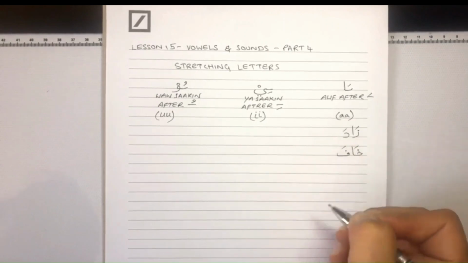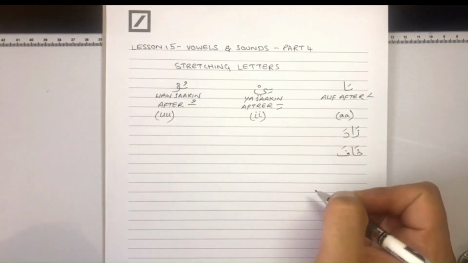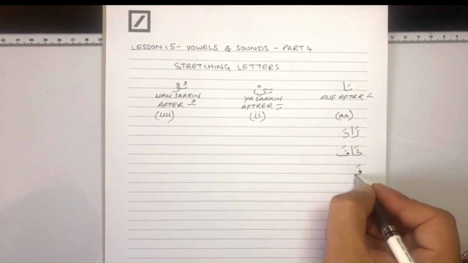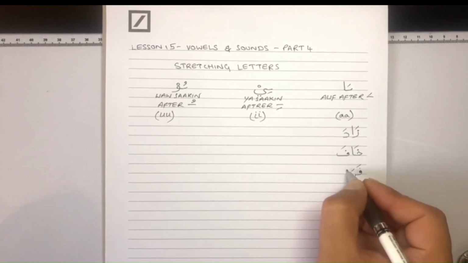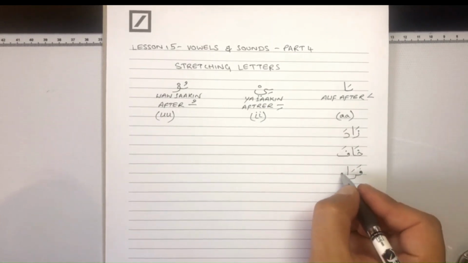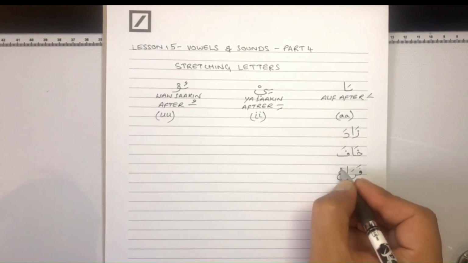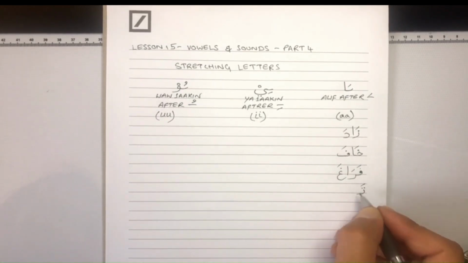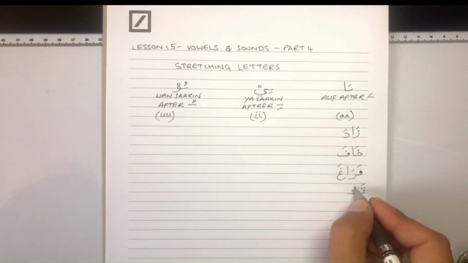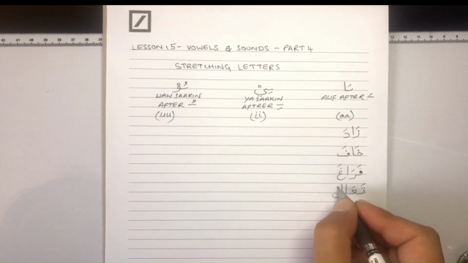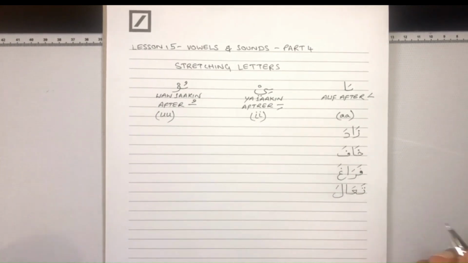Fa with the fatha is fa, khafa. Over here we have another fa with the fatha is fa, ra with the fatha is ra. Put an alif next to it, it becomes ra. So fa-ra. Ghain with the fatha is gha, faragha. Ta with the fatha is ta, ain with the fatha is a, ta'a. Give an alif, it becomes ta'a. Lam with the fatha is la, ta'ala.